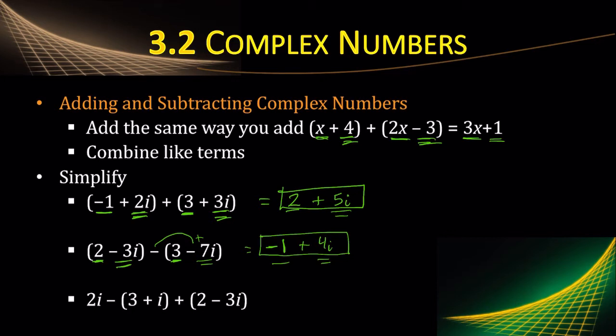One more. Do it the same way, even though there's 3 things. Collect all the real parts. That's a -3 plus 2. -3 plus 2 is -1. And then I have 2i minus i would be 1i plus negative 3i. So 1 plus a negative 3 would be -2i.